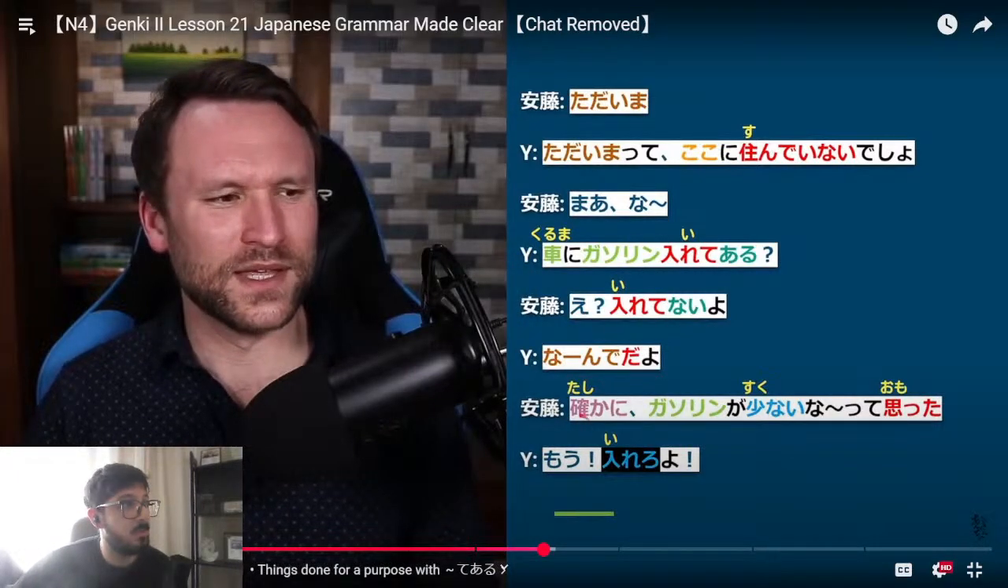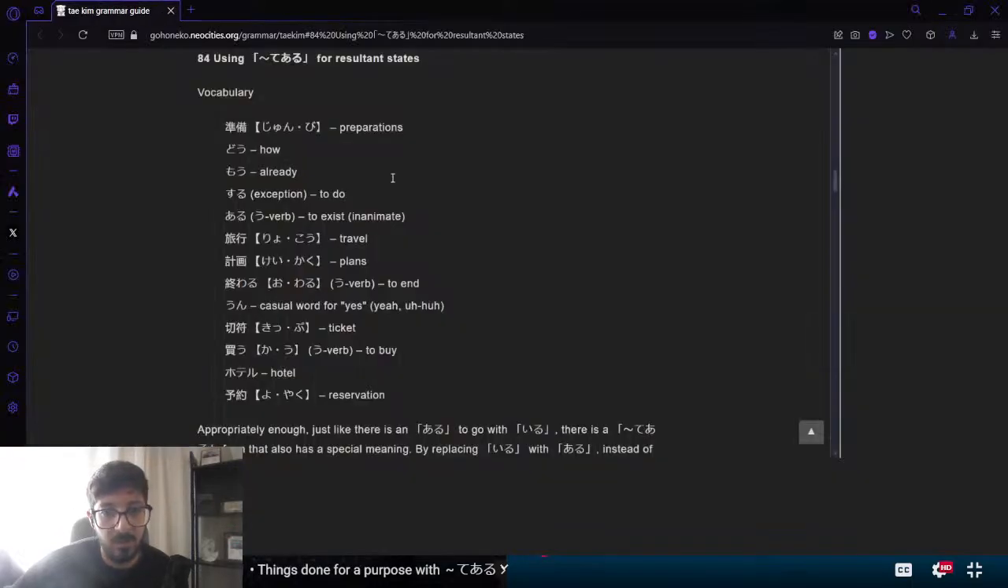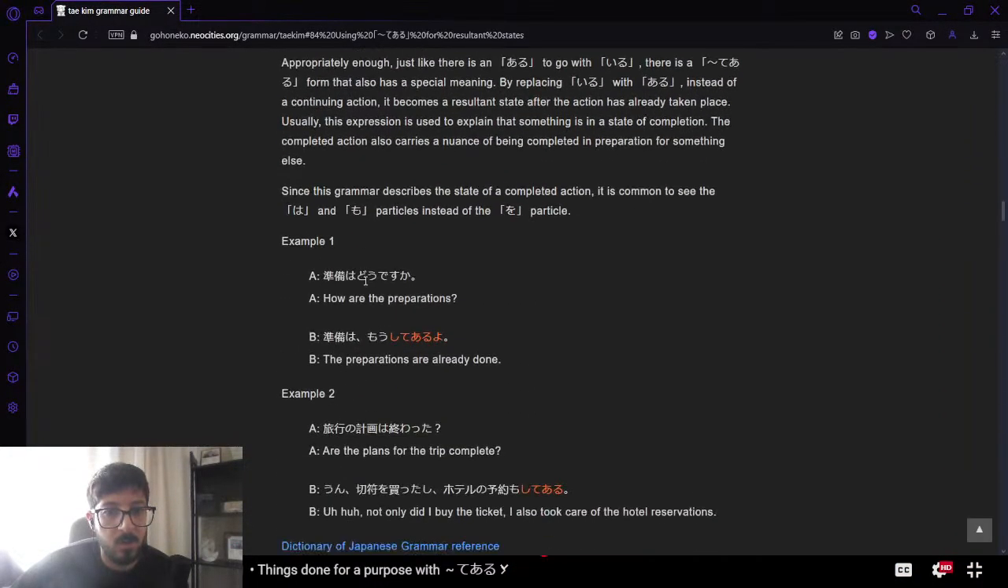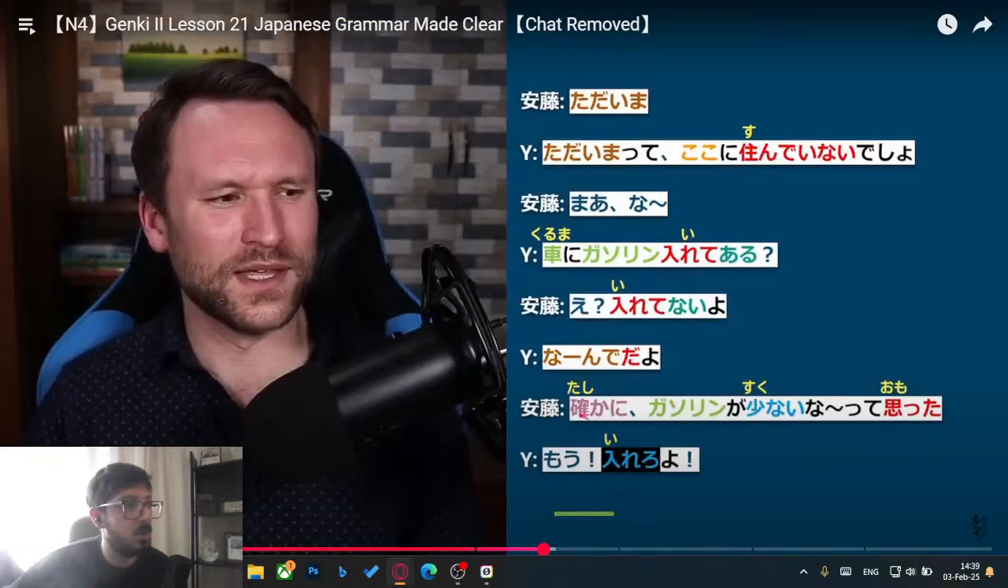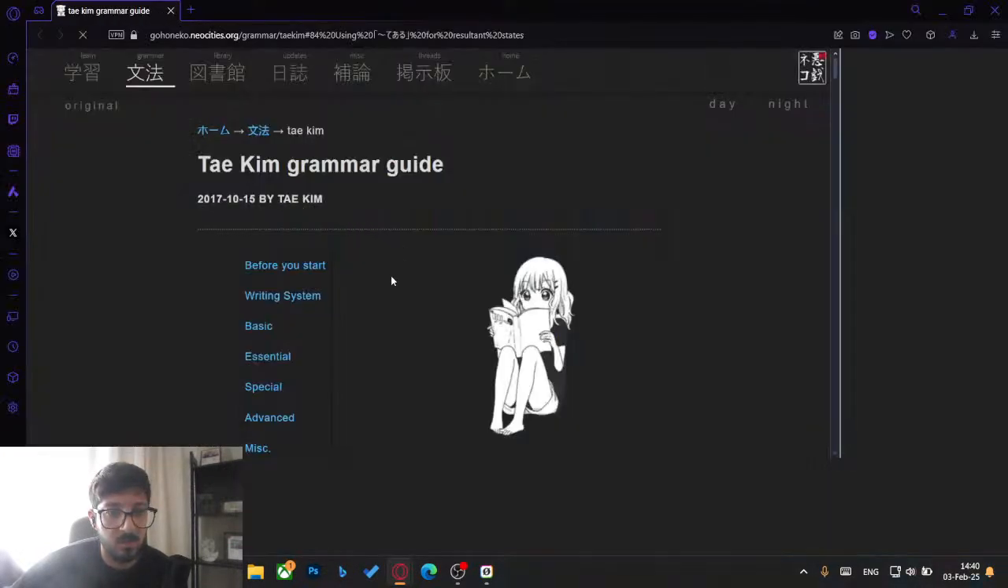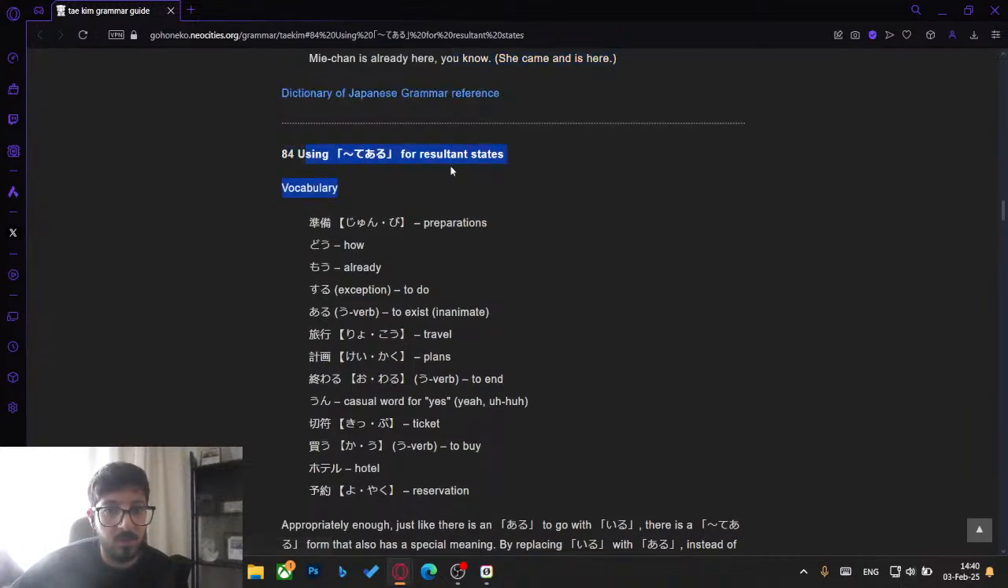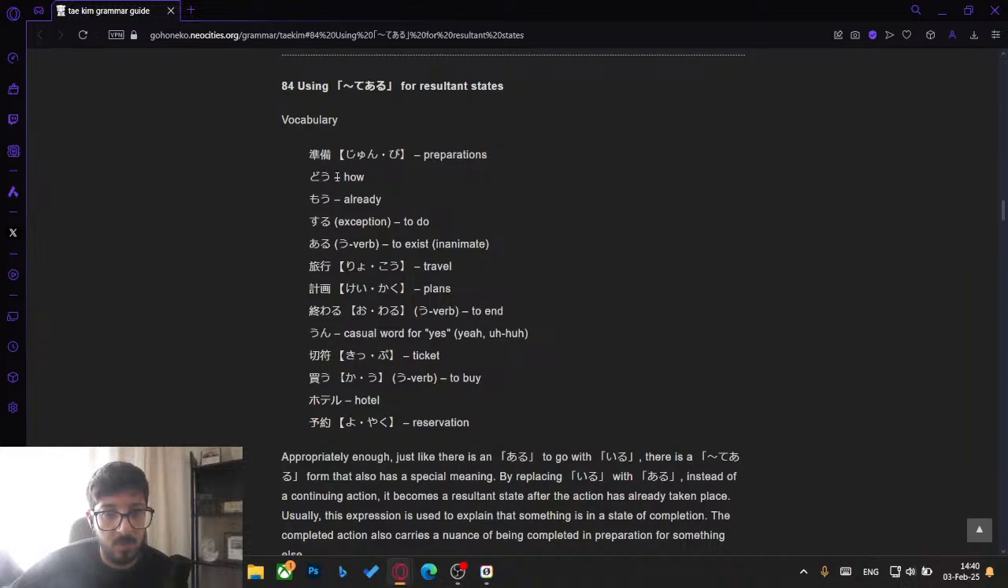I think Tae Kim explains better. Wait. Lost. I pressed the scroll and I got lost. Tae Kim grammar guide. Tae Kim doesn't really mention it either. The o and ga using tearu for resultant states. Preparation, junbi, do, mo, suru.